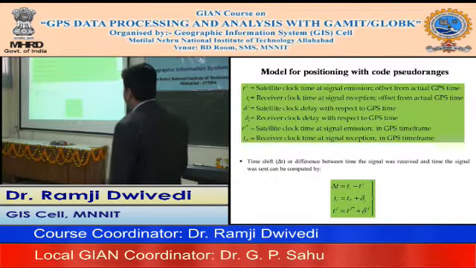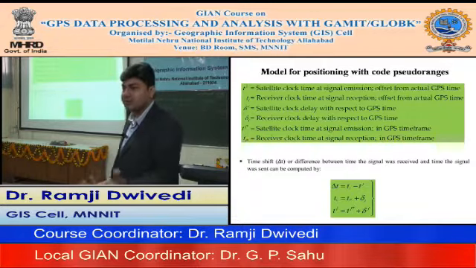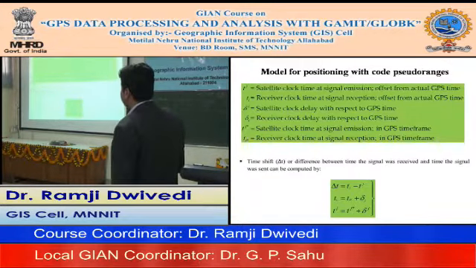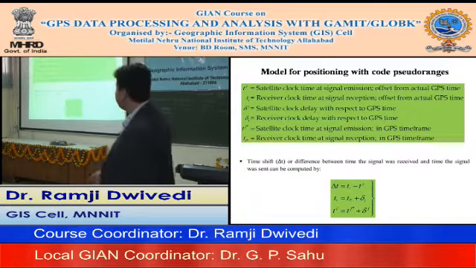So the T^j, the upper script j being the satellite, is the satellite clock time at signal emission, that is the time tagging. It has an offset from actual GPS time because of the drifts occurring at the satellite. Then T_i, which we call the receiver clock time at signal reception, also has a certain offset from actual GPS time.